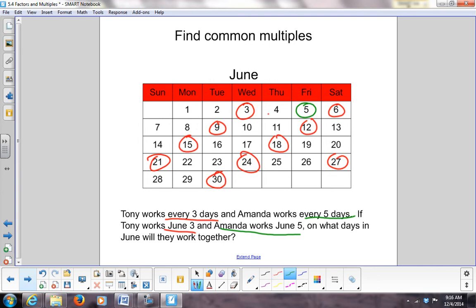Every 3 days? No. Every 5 days. Okay. So I'm going to go 1, 2, 3, 4, 5, and keep going in groups of 5. Okay. Now am I done? No, what do I need to do now?